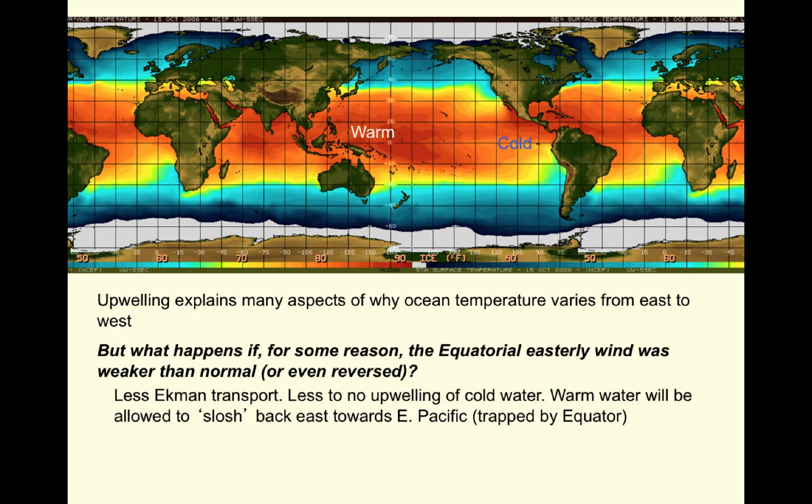And warm water could be allowed to slosh back east towards the East Pacific, or in an extreme case, if the winds completely reverse themselves going west to east, they could simply drag it back towards the East Pacific. We'll find that that water actually gets trapped at the equator from Ekman processes. So the sea surface temperatures, if the trade winds die down or if they reverse, would definitely be higher than normal in the eastern Pacific.